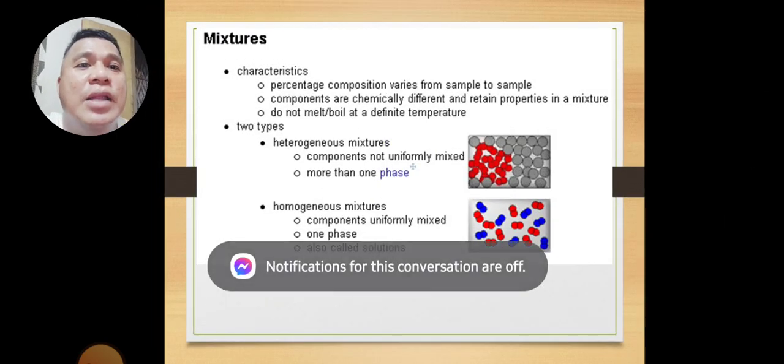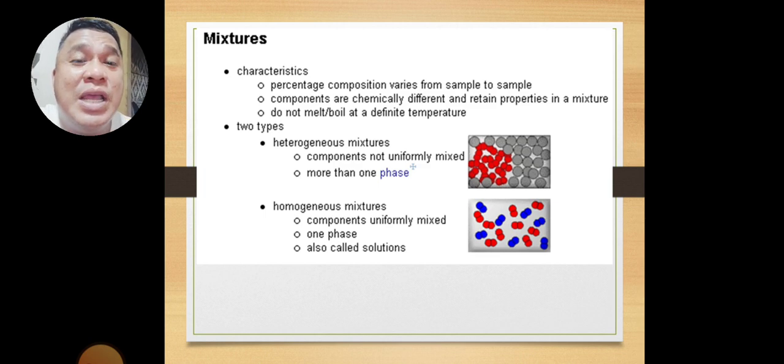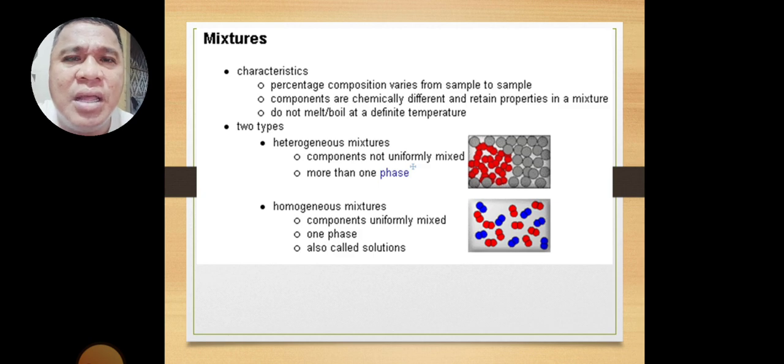Again, for a heterogeneous mixture, once you observe two different phases of matter upon mixing, in the product you see two or three, that's heterogeneous. Halo-halo, for example, has solid, liquid, raisins, ions, milk, etc. That combination is heterogeneous.